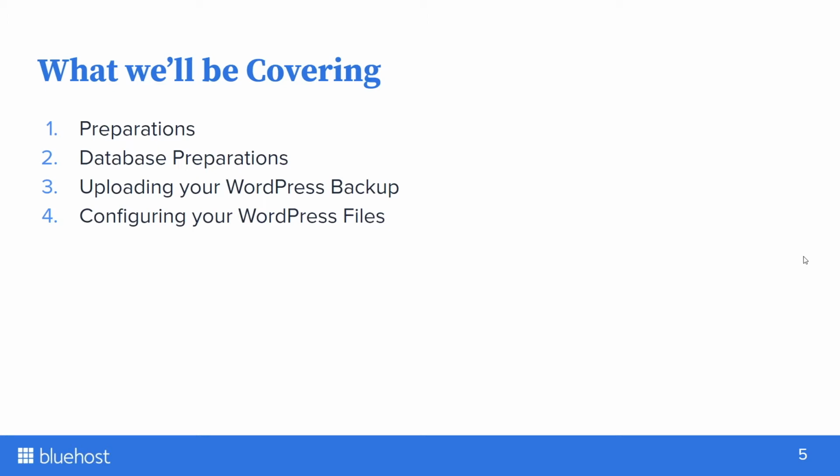Then in step 4, we're going to be configuring those WordPress files. That'll make sure that after you've uploaded your files, everything starts to actually work with your website. It's kind of like plugging your website into the wall socket, so to speak, so that it powers on and it's ready to go. And then step 5 will be finalizing your migration.